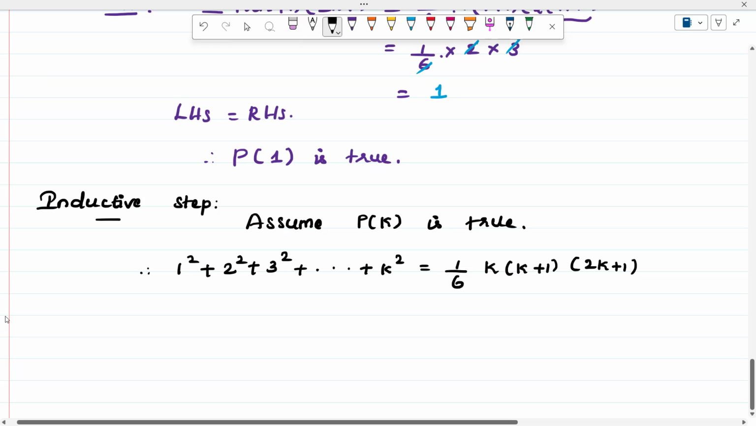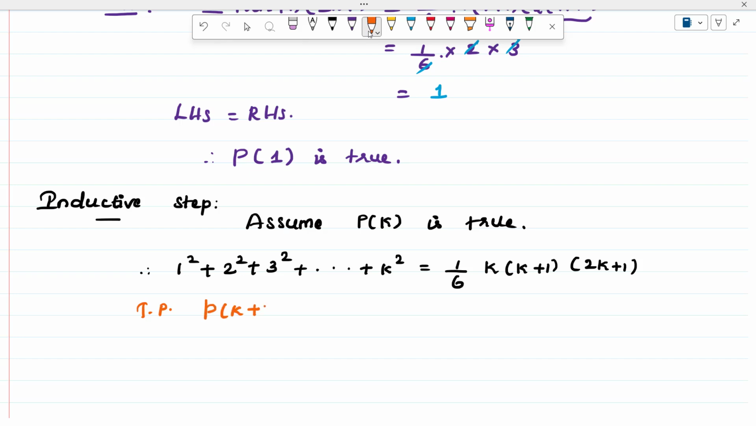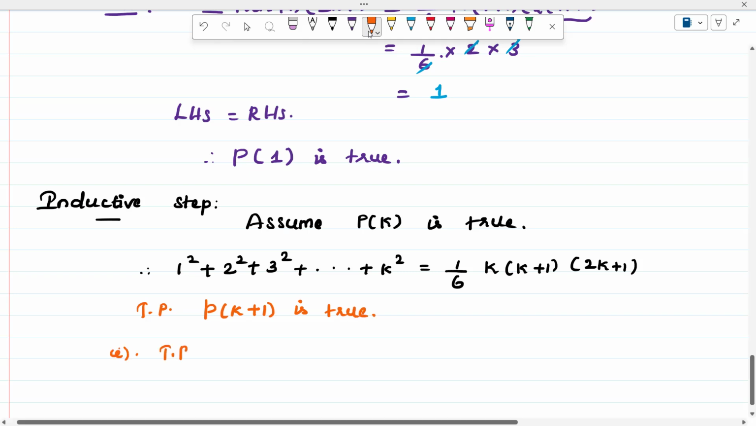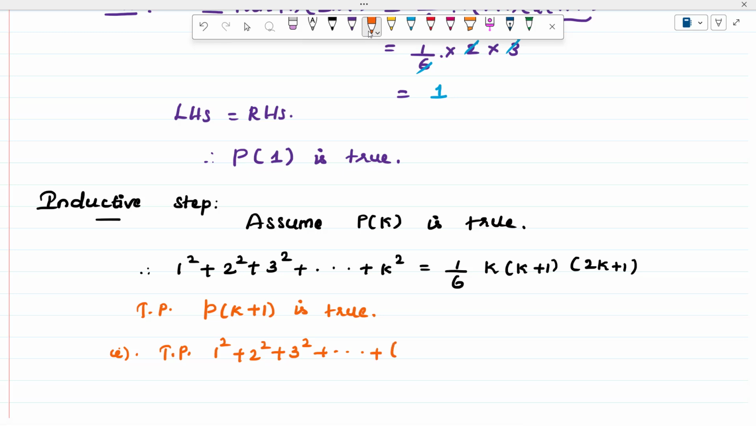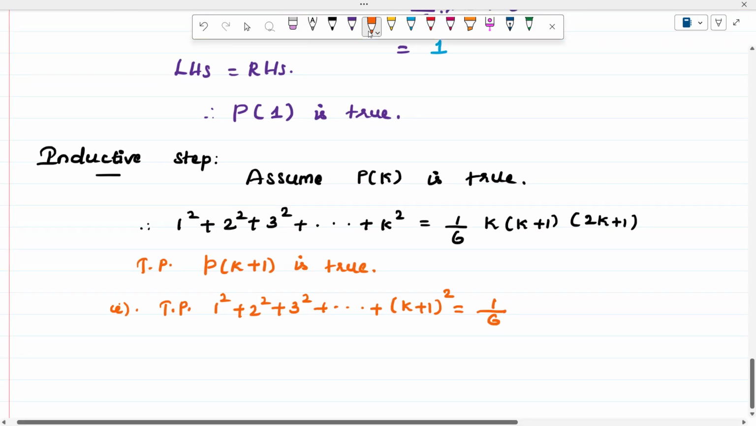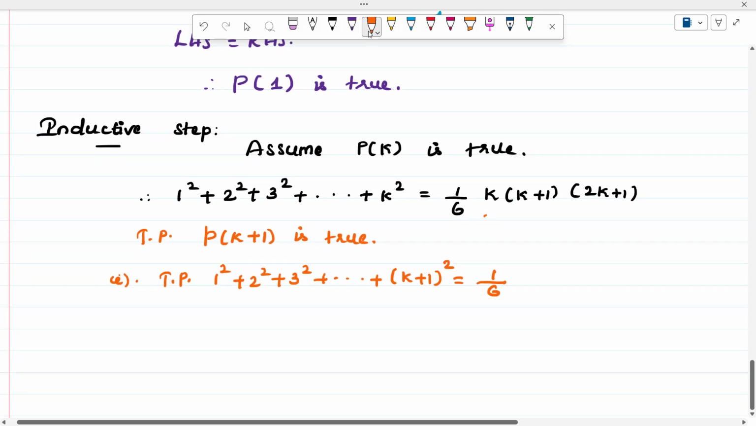So next you have to prove for k plus 1. Therefore I have to prove the statement P(k + 1) is true. What we have to prove is 1² + 2² + 3² + ... up to the (k + 1)th term, (k + 1)², is equal to 1/6 into, in the place of k you have to replace k + 1.